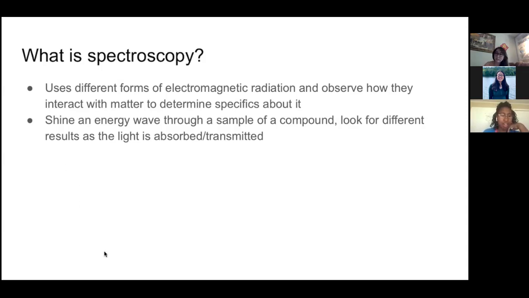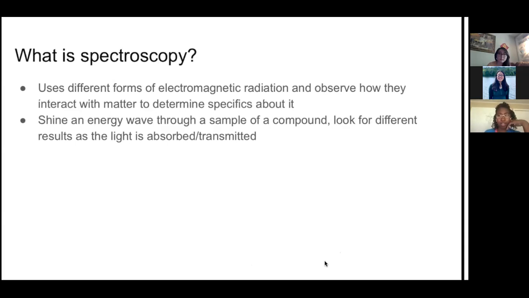Different regions of the electromagnetic spectrum can give you different information when they're exposed to a compound. So again, with infrared spectroscopy, we're using specifically infrared light. We'll talk in a moment about some other types of spectroscopy and what types of electromagnetic radiation they specifically use. In all forms of spectroscopy, the process is similar. It generally involves shining the radiation through the solid sample and looking for different results as the light is transmitted and absorbed by the matter, or by the product of the reaction.